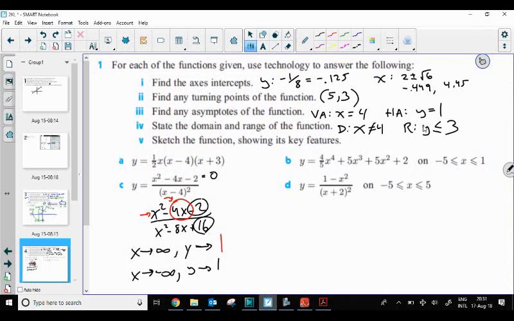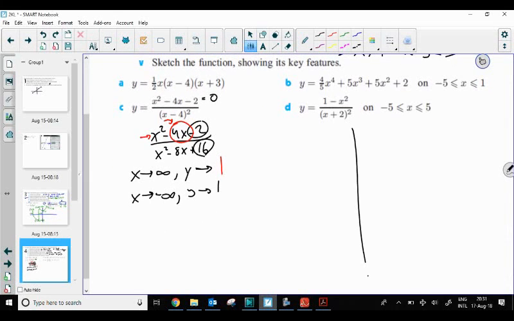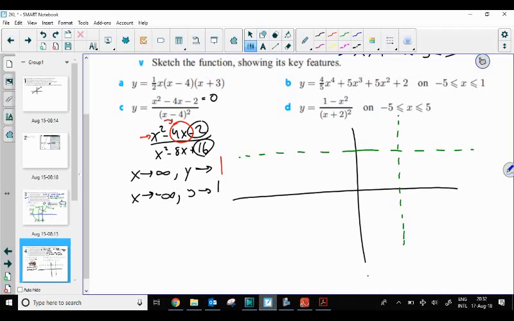And we're going to sketch the graph now and show its key features. There are my axes. And again, I'm just going to draw the two asymptotes, and then I'm going to just write in the general shape that I saw from the calculator. Arrows. Like this.